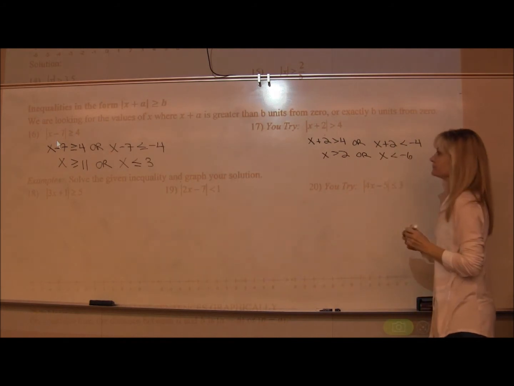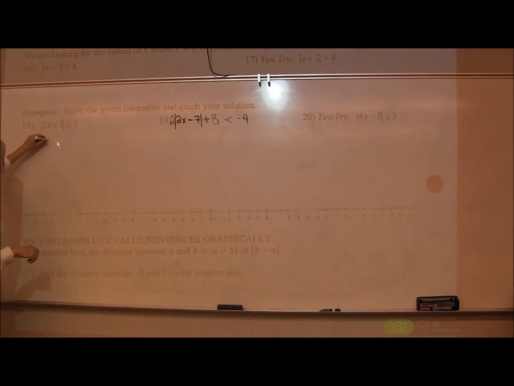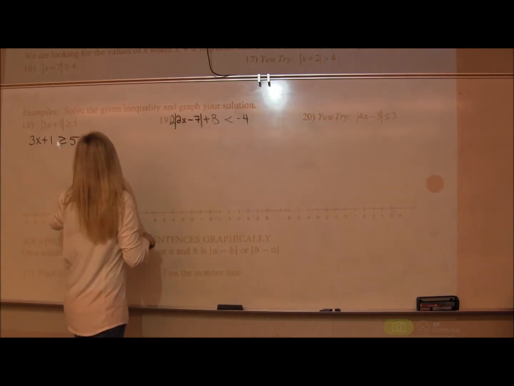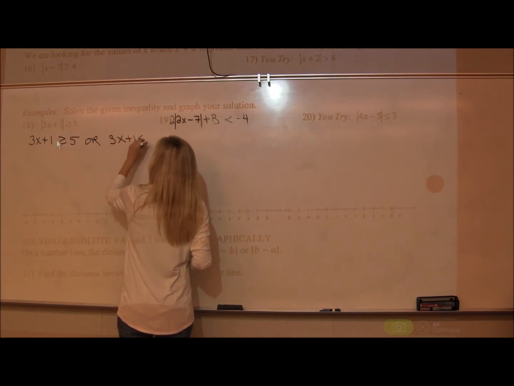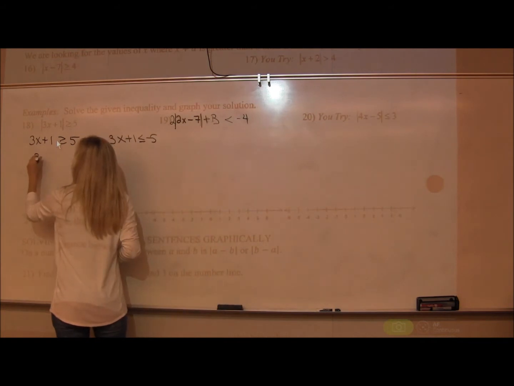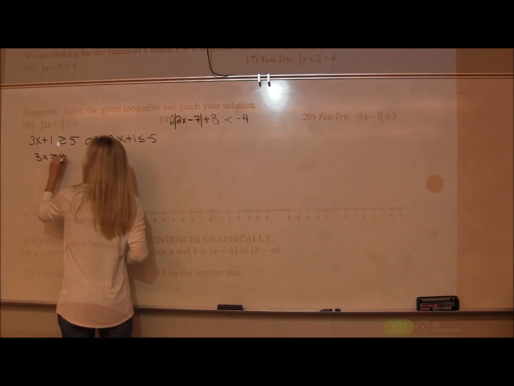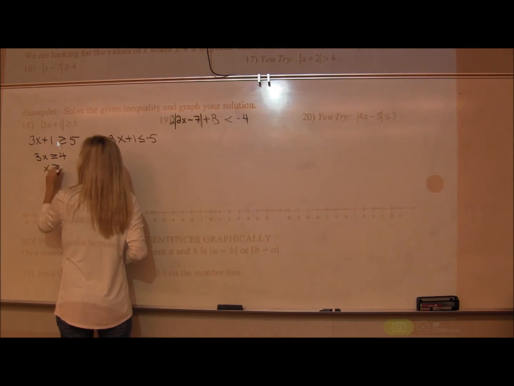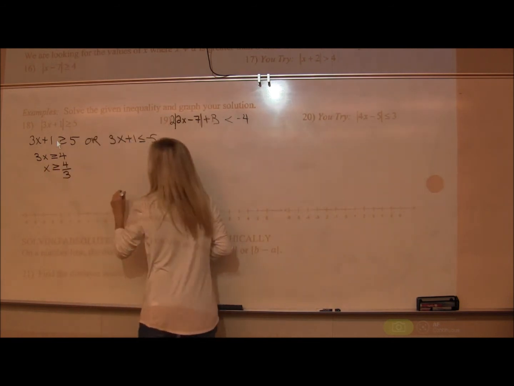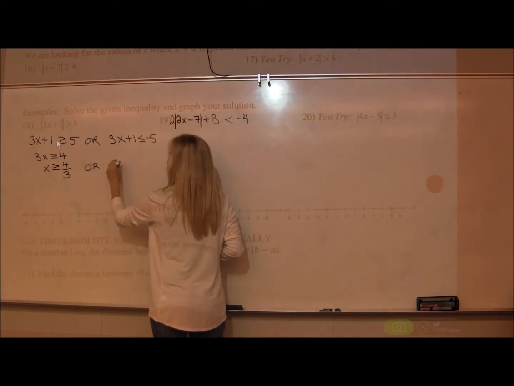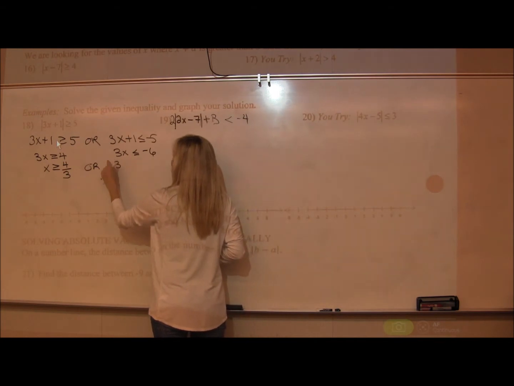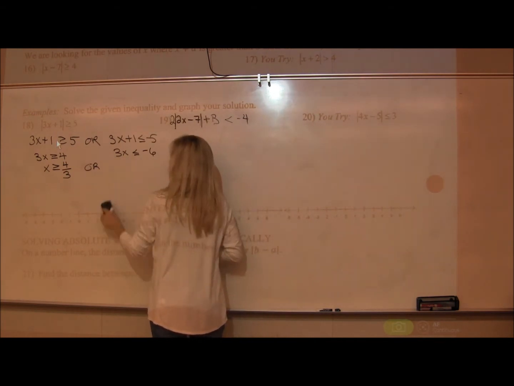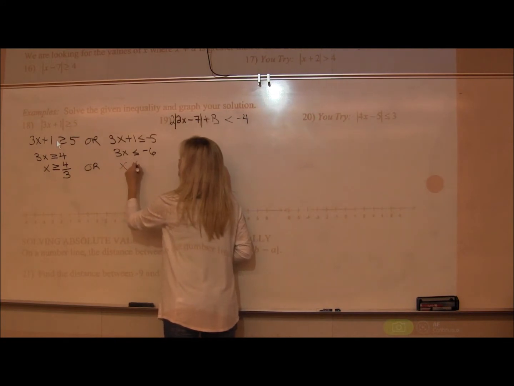So we're going to subtract 2 from both sides on both of them. One, it's going to be 3x plus 1 is greater than or equal to 5, or, right? 3x plus 1 is less than or equal to -5. Okay, so this is 3x greater than or equal to 4. This is x is greater than or equal to 4 over 3. Or 3x is less than or equal to -6. So x is less than or equal to -2.